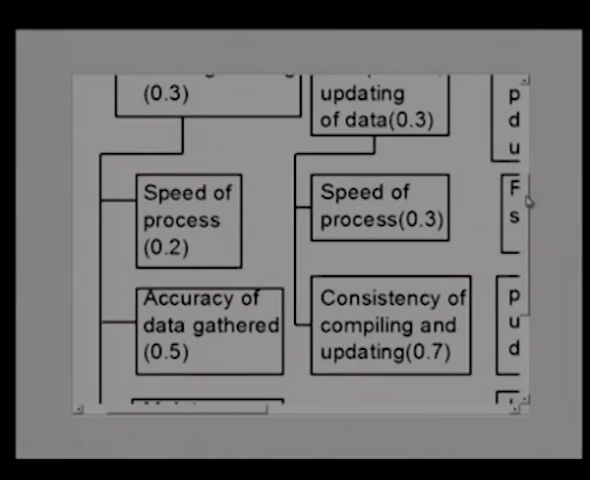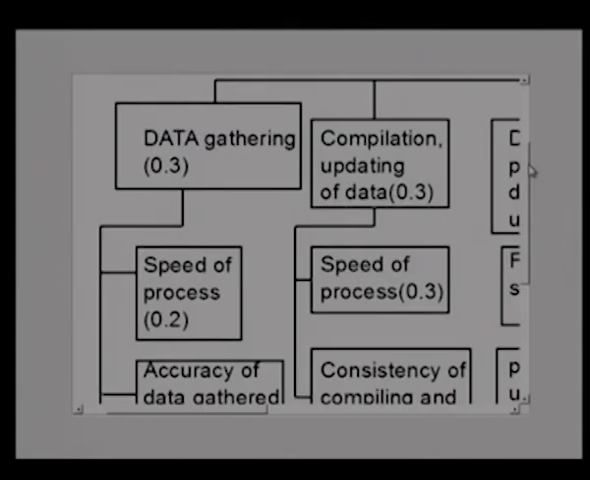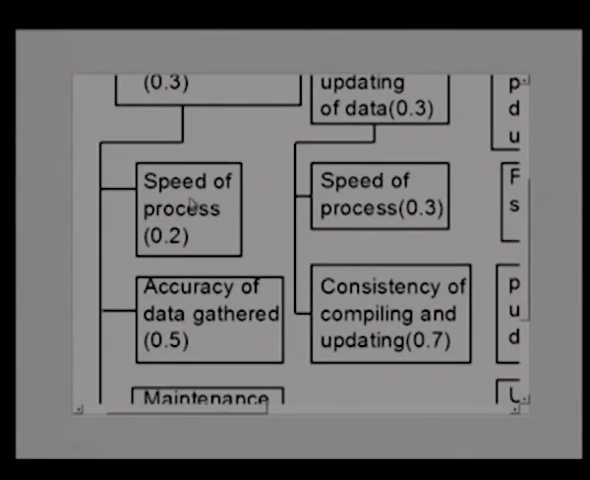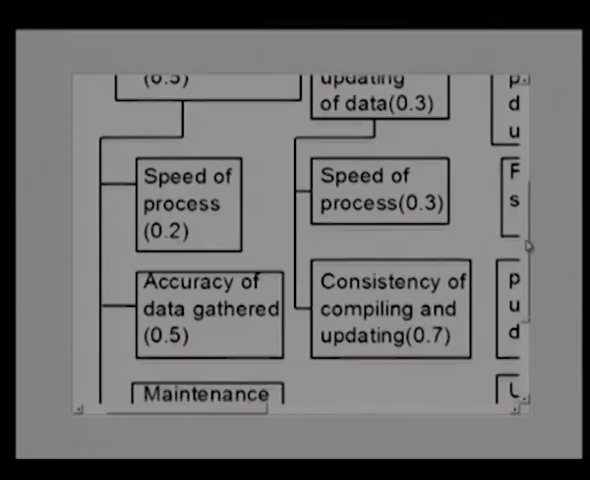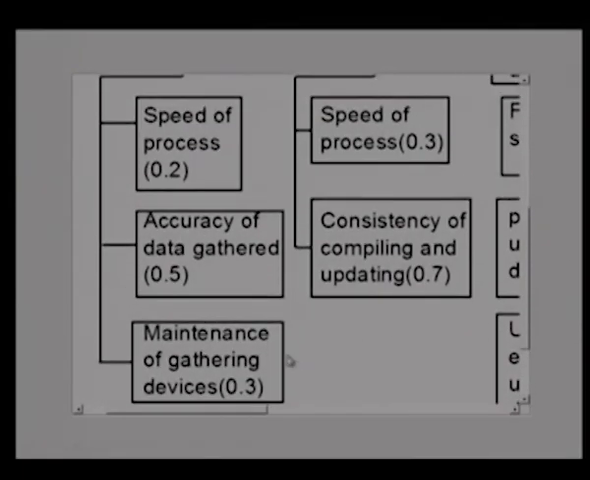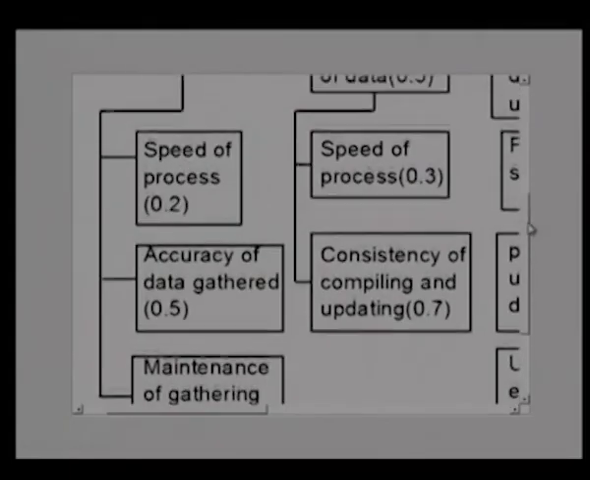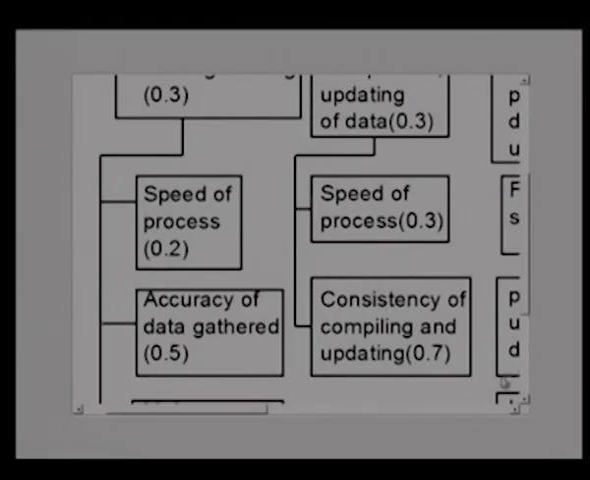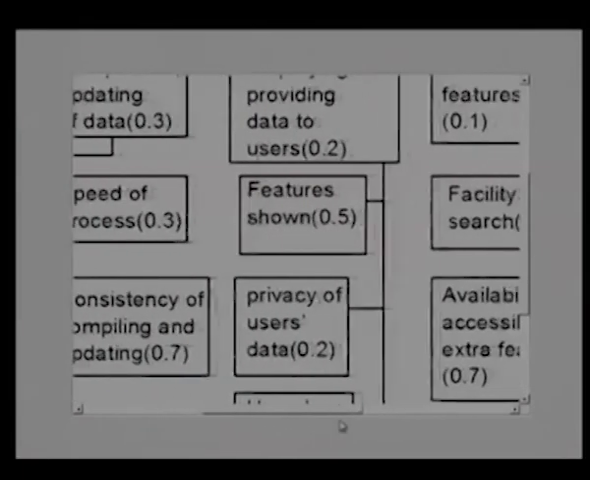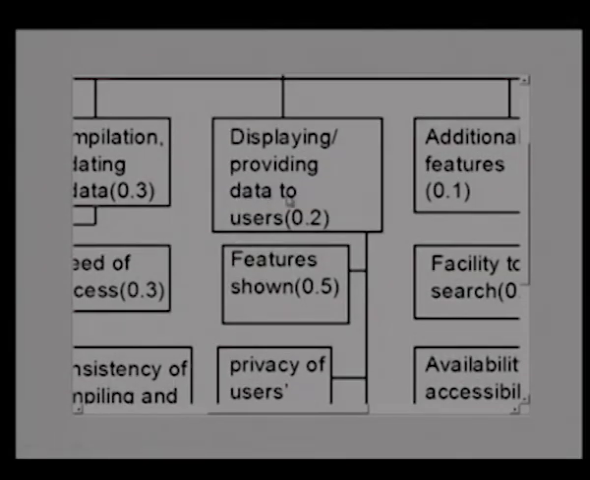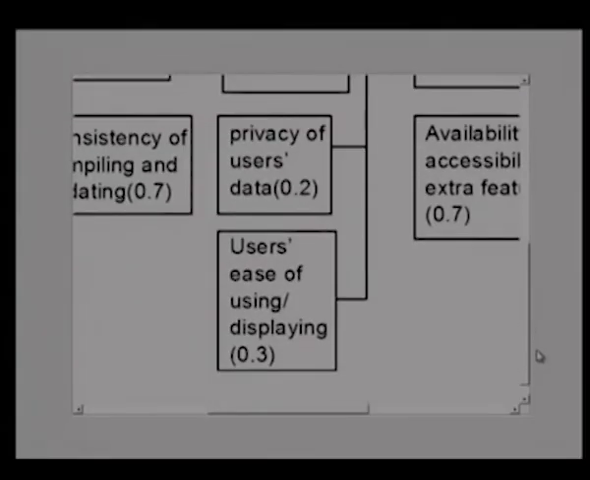So, here you can see this particular data gathering is given a weightage of 0.3 and within that there are many functions like speed of process, accuracy of data gathered and maintenance of gathering devices. So, these have been given the weightages 0.2, 0.5 and 0.3. Again there are mathematical methods to identify the weightages. So, we use those mathematical methods and identify the weightages for each function. The same way it is given for this one also, speed of process and consistency of compiling and updating, and here again displaying the data to users has got features shown and then the privacy of users and users' ease of using the display.